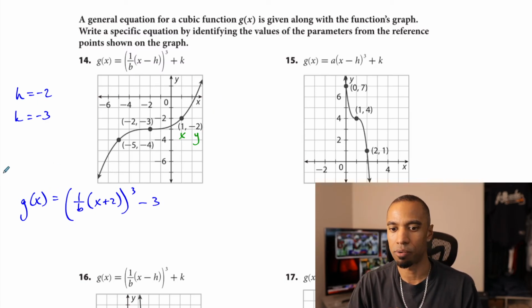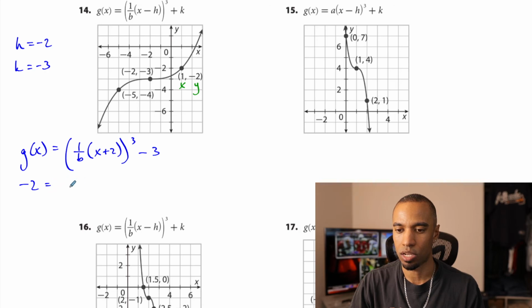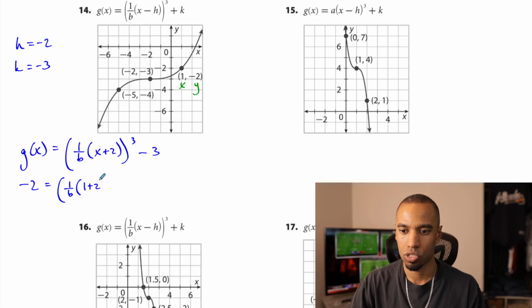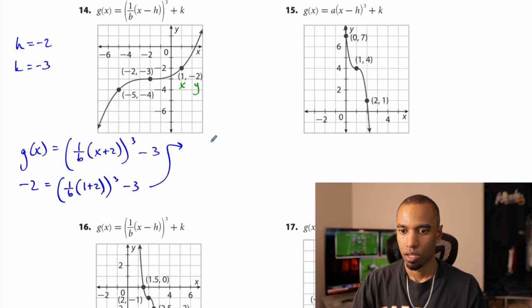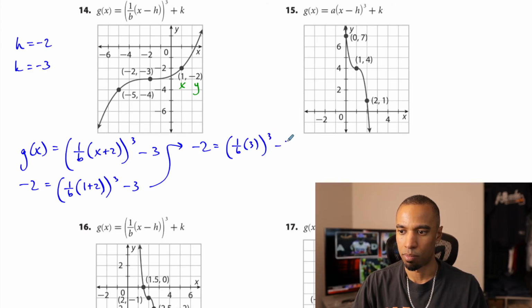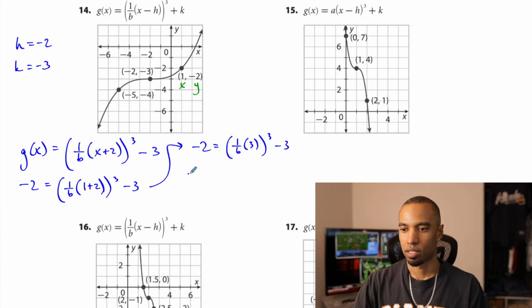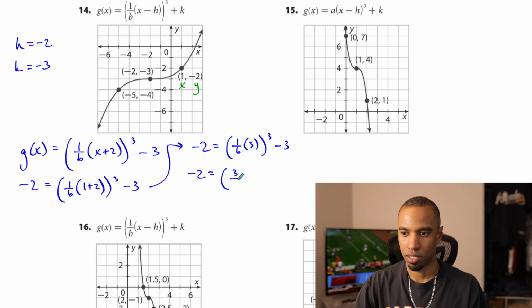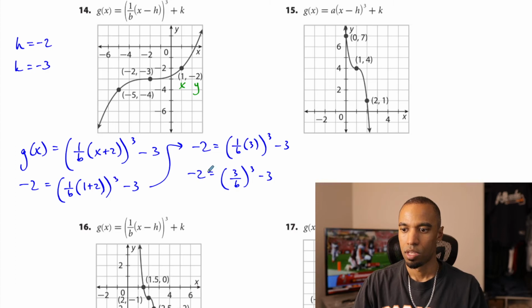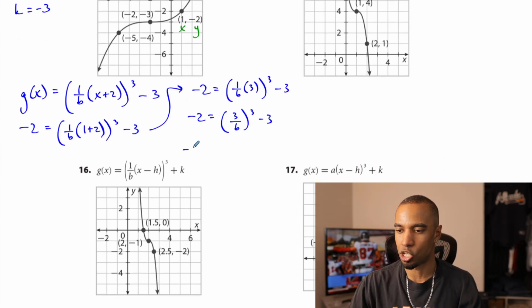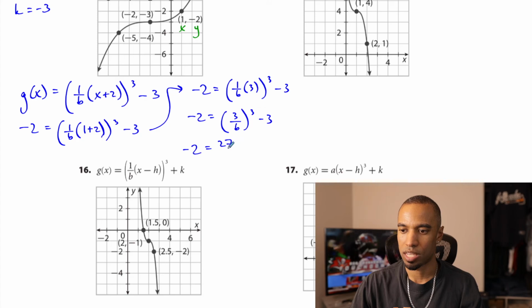So the equation will now instead say negative 2 equals, I have 1 over b times 1 plus 2 quantity cubed and then minus 3. Okay? So that's negative 2 equals 1 over b times 3 quantity cubed minus 3. So that's 3 over b quantity cubed minus 3. So to cube that, I got to cube the 3 and I got to cube the b. 3 cubed is 27, b cubed is b cubed minus 3.